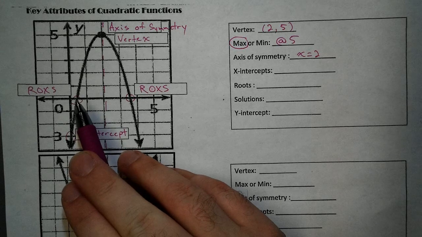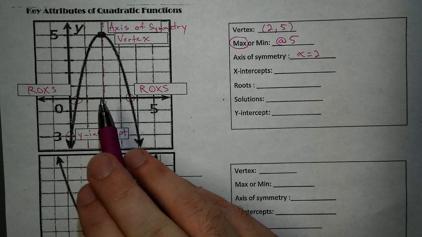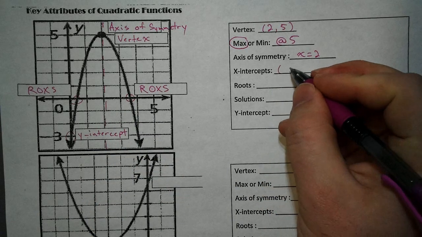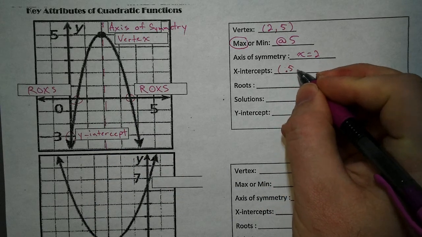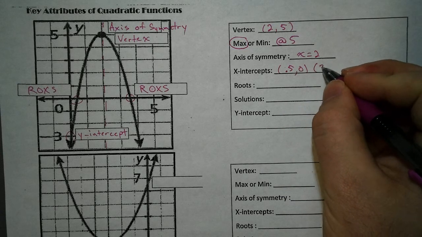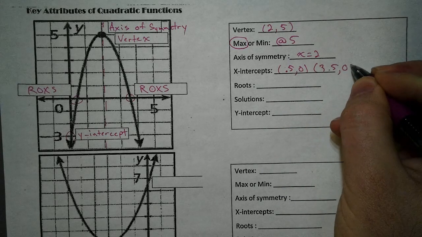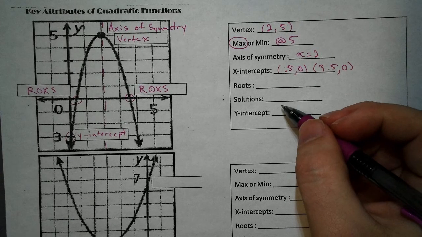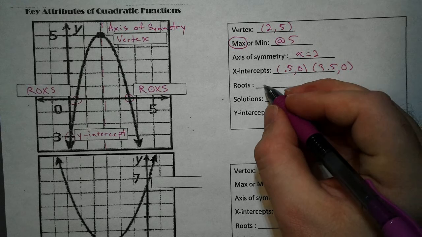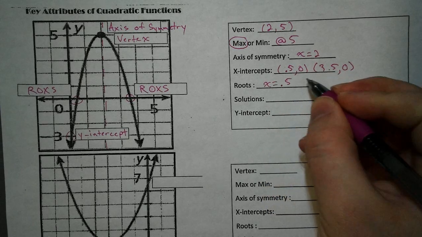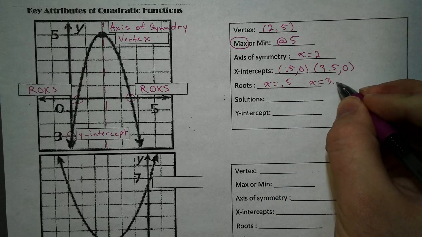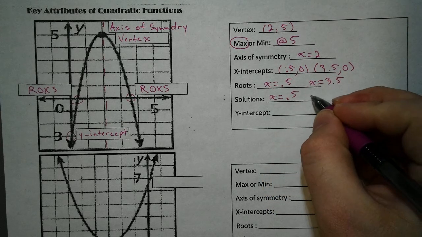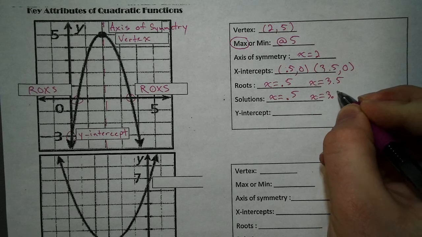Our x-intercepts, now I know we don't have a very clear value here, so let's just estimate. That's about maybe half and maybe 3.5. So let's call it at (0.5, 0) and (3.5, 0). The roots and solutions are the same as the intercepts, so just x equals 0.5, x equals 3.5, and then solution once again, x equals 0.5, x equals 3.5.